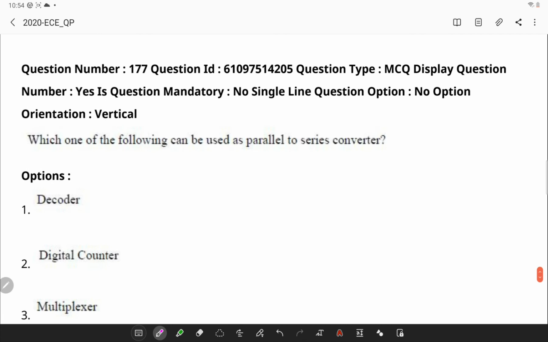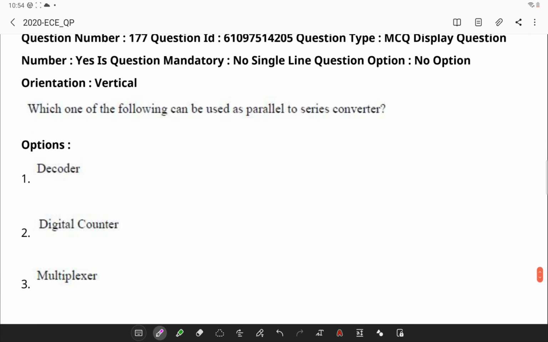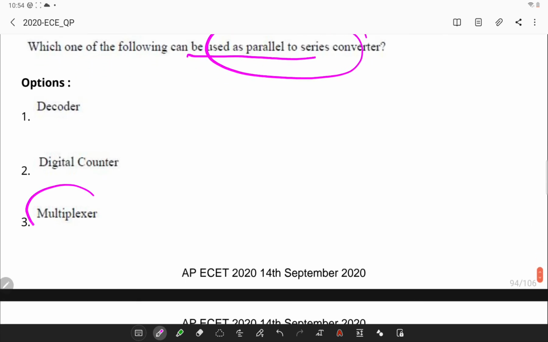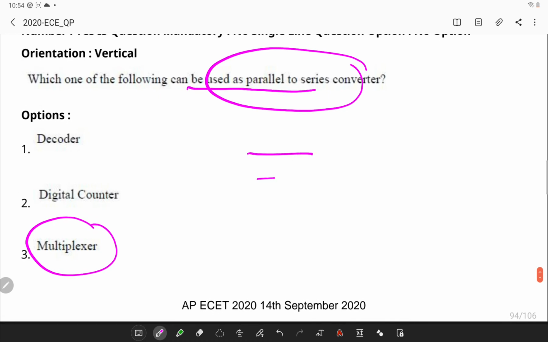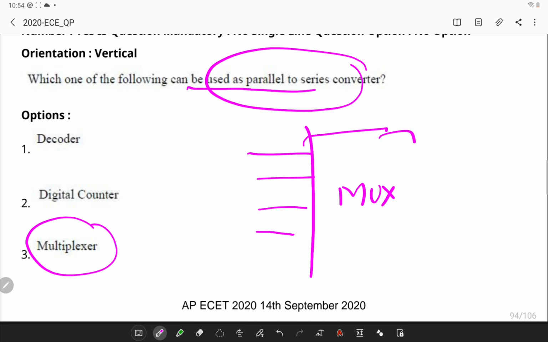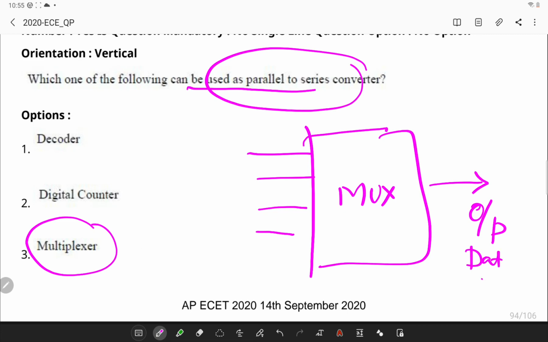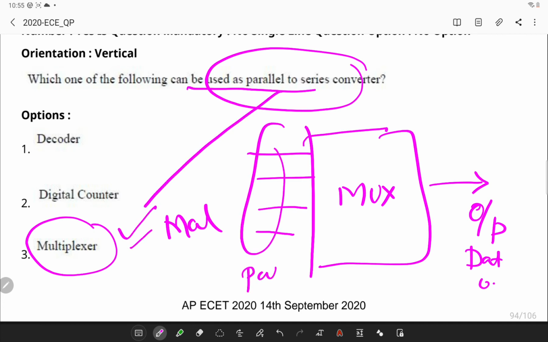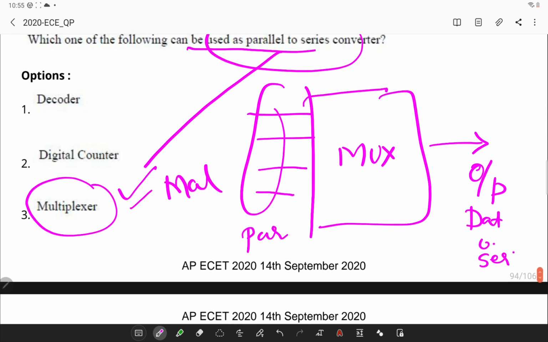Next, which one of the following can be used as a parallel to series converter? If you remember, a multiplexer has many parallel inputs and it sends only one particular signal to the output stage. So basically you have one data output and multiple data inputs. Remember, you have parallel lines here and only a single serial line here. That is why I can use it.